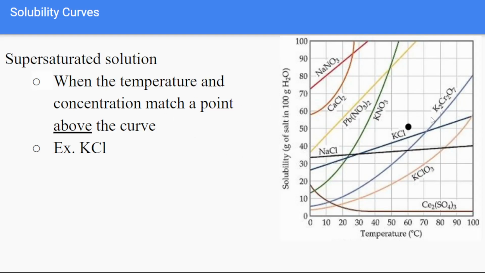Supersaturated, well, if you're able to dissolve 50 grams at 60 degrees, well, that's more than the saturation point. So what happened is it had to have been heated up originally, and then it cooled down to 60 degrees. That would be a supersaturated solution.